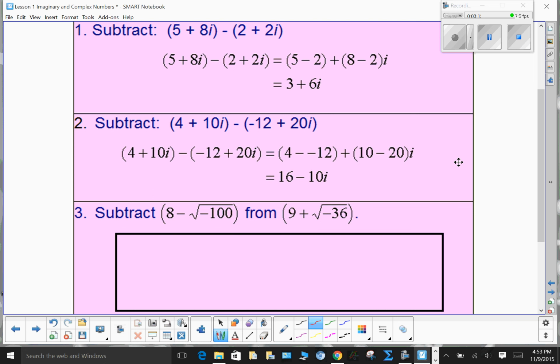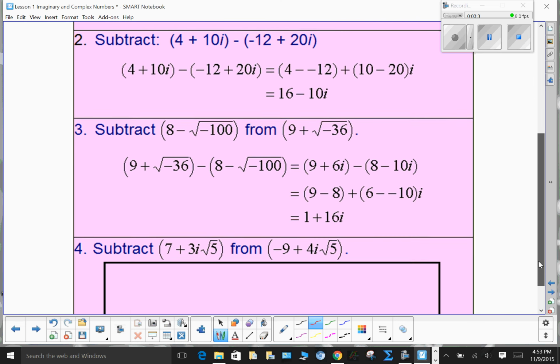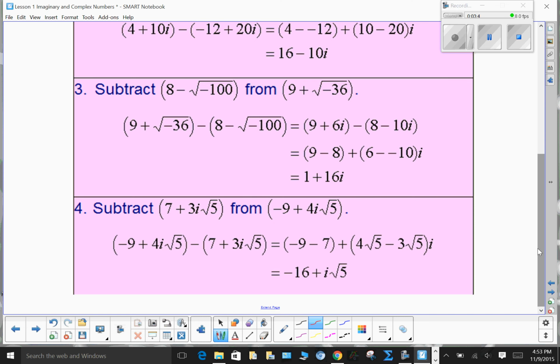Now here, read the words. Subtract this from that. So it's 9 plus square root of -36 minus. Okay? Subtract this from that. Make sure you read the problem and put it in the correct order. If you messed up on this one, try this one. And did you get it? Good job. Again, you've got to make sure that you're reading the problem correctly.